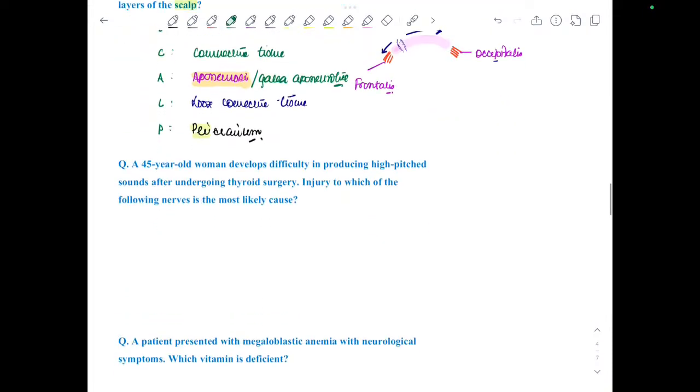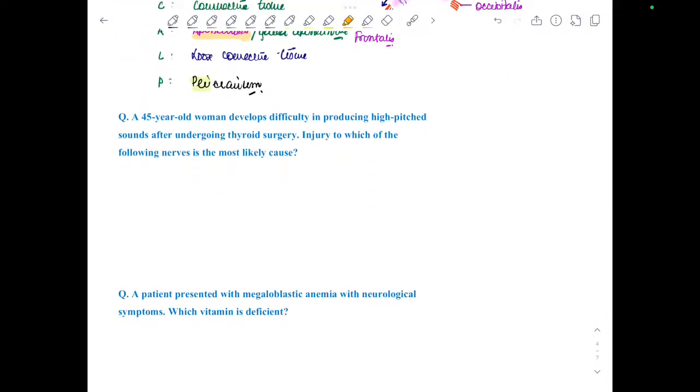So, layers of scalp. Now a 45-year-old woman develops difficulty in producing high pitch sound, and there is a history that she is a post-operative case of thyroid surgery. Now which nerve is injured here? Sunny Bunny, very good, you are absolutely right. Now here let us take the anatomical concept first.